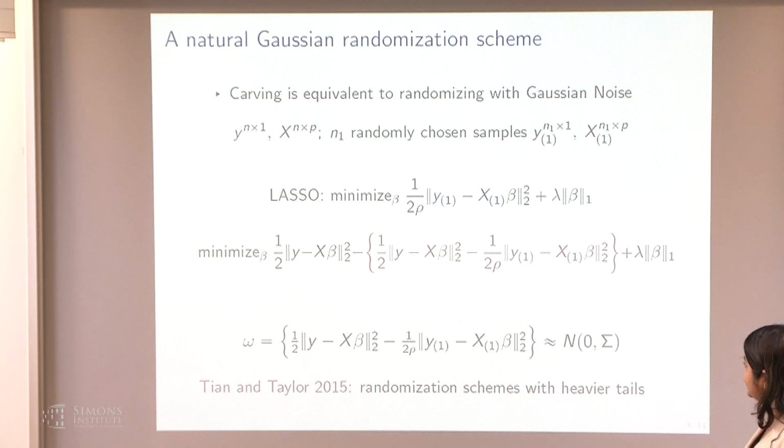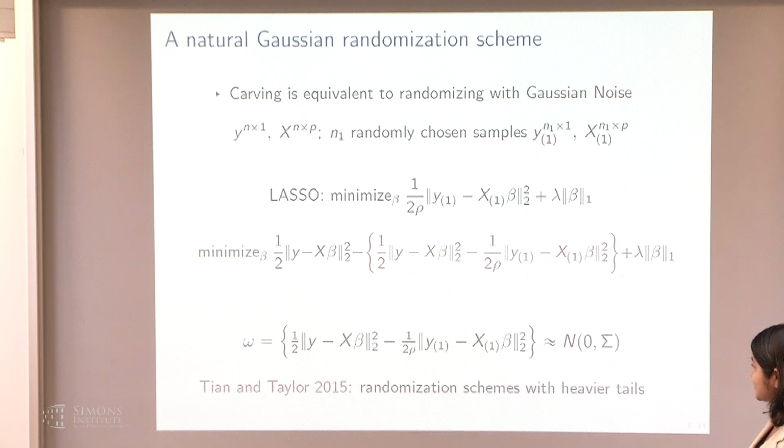So I can interpret this quantity. I still have the same objective. I added, subtracted a term, which is the Gaussian loss based on the entire data vector. So I can interpret this as a randomization term, basically. Actually, that's not completely correct. I can interpret the gradient of this thing with respect to beta as a randomization term. So there is a typo in there.